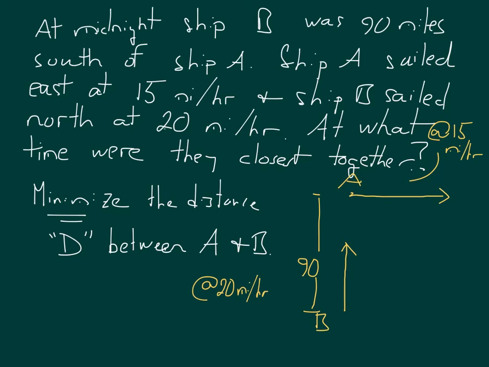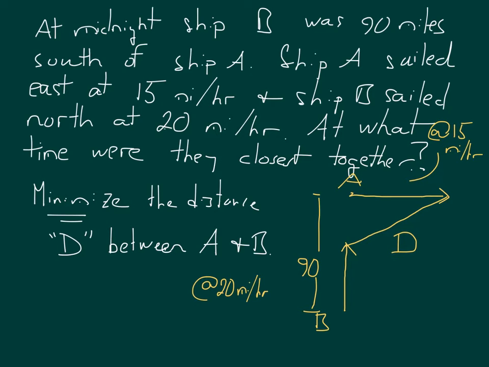So at what time were they closest together? All right, so we're trying to minimize then, as we said, the distance D between A and B. So let's draw that distance. So the distance between ship A and ship B is this distance here. All right, so that is what we're calling D. All right, so can we write down a formula for D? That's the first thing that we should think of.